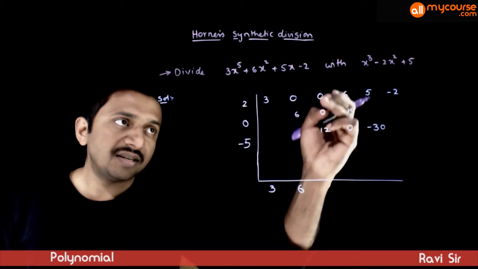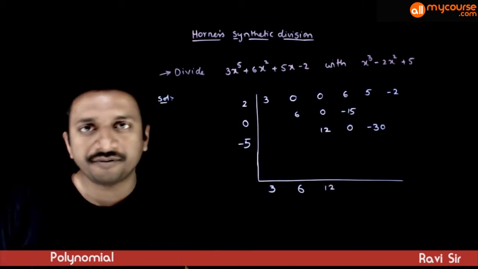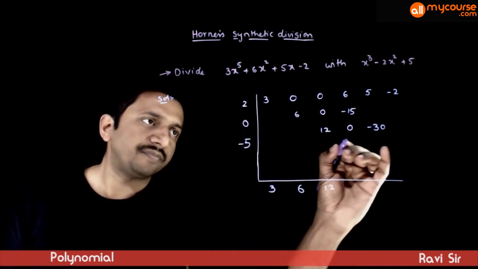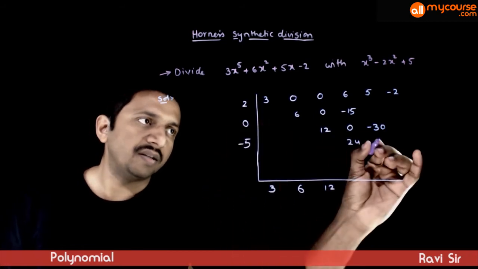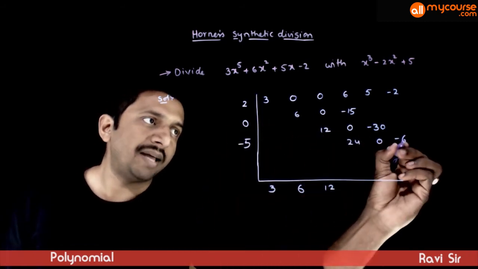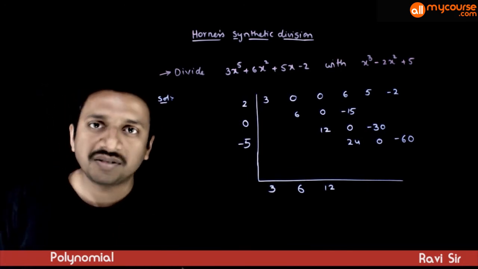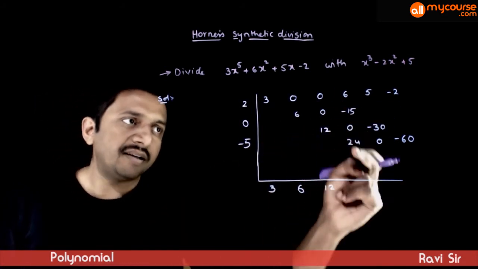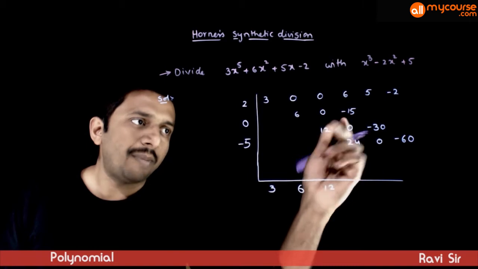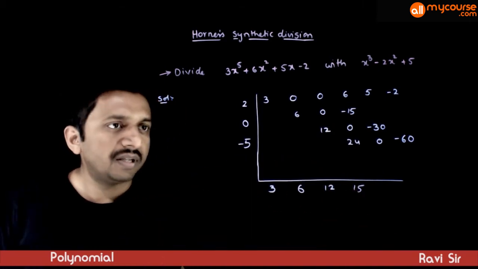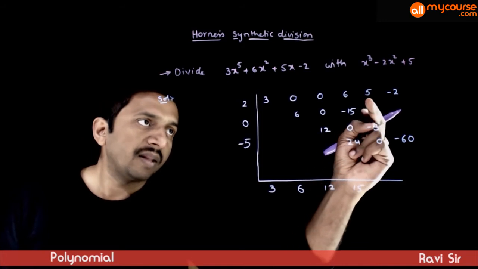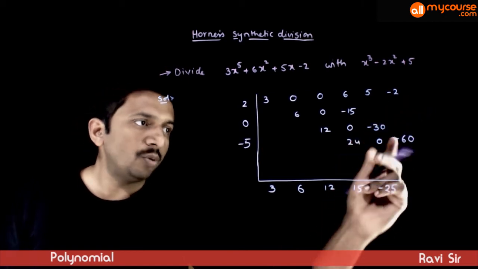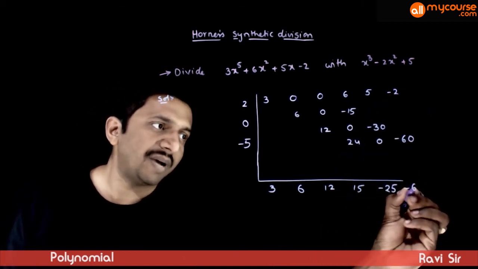Now add all this. 0 plus 0 plus 12 is 12. Now using this 12, do the multiplication. 12 2s are 24, 12 zeros are 0, 12 minus 5s are minus 60. So hence the division process is done. Once you reach the last column, the division process is done. Now add all this. 24 plus 6 is 30, minus 15 is 15. Next, 5 minus 30 is minus 25, and minus 2 minus 60 is minus 62.